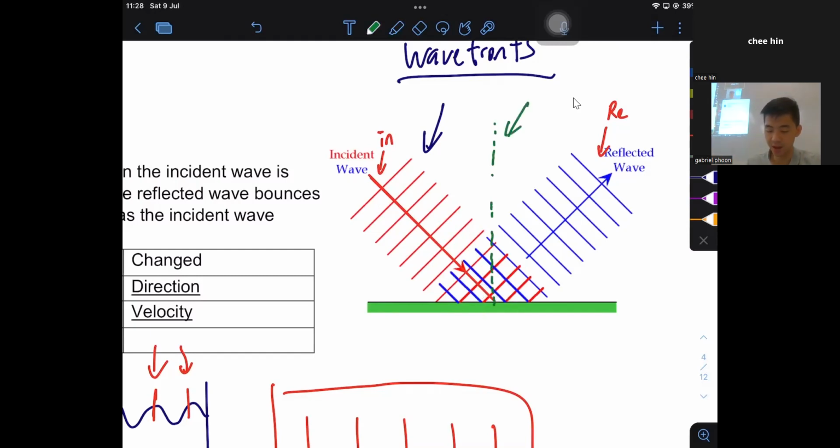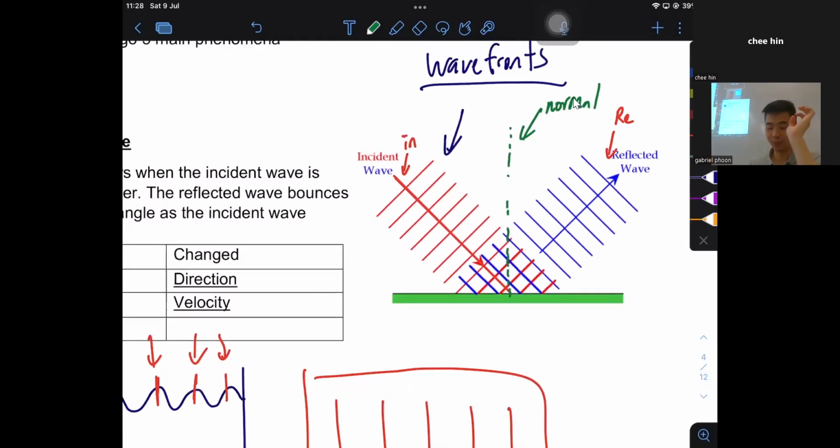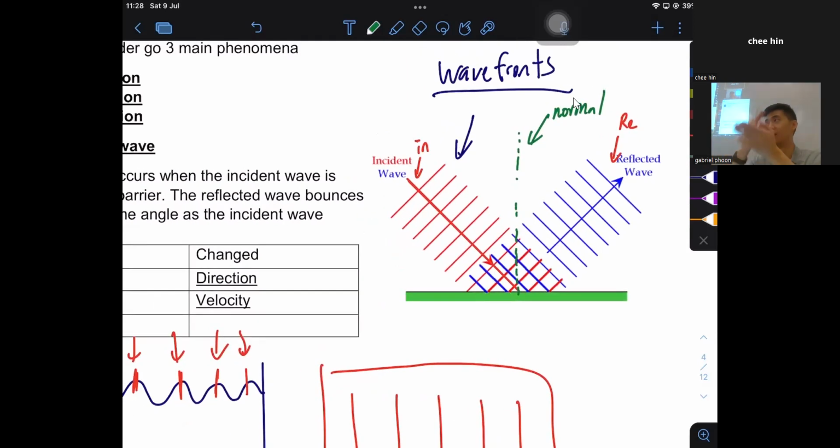Okay, this line here is what we call a normal. Something that you're going to see very often, guys. A normal is basically just a reference point line that is perpendicular. Don't draw first, everyone pay attention now. A normal is just a reference line that is perpendicular against the surface where the wave hits. Okay, now why is this normal important?